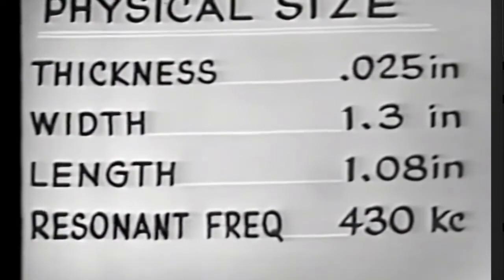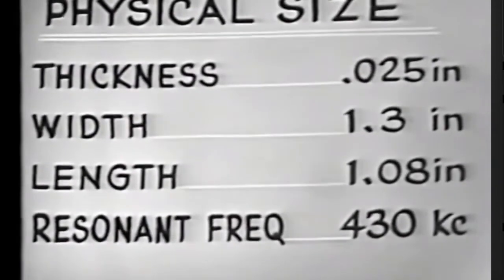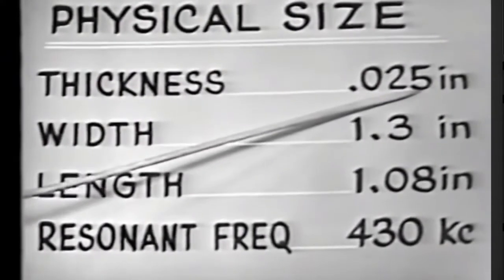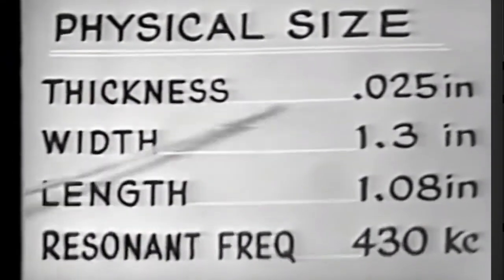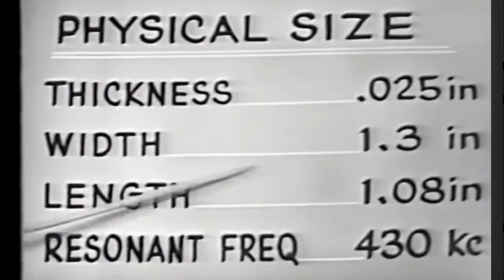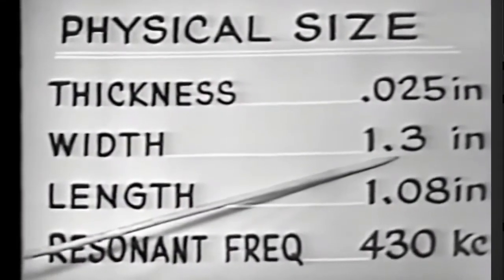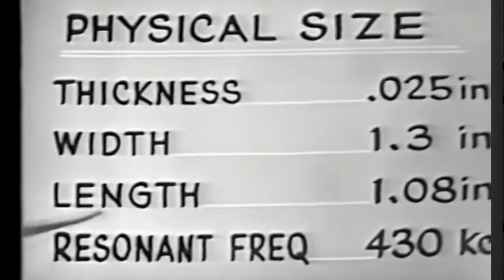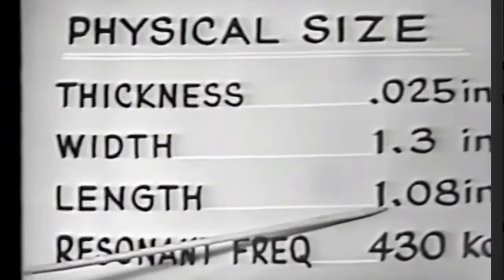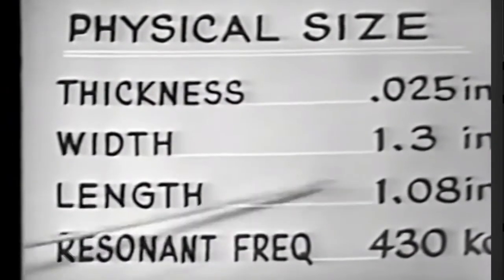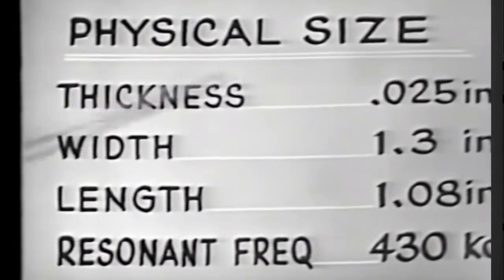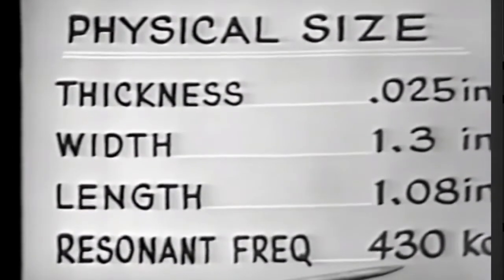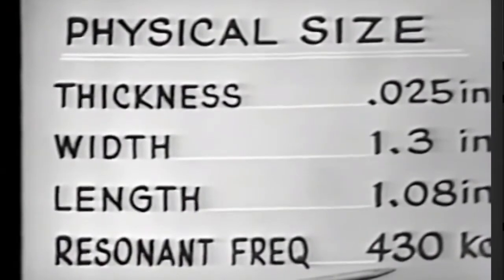Physical size, a typical crystal would have a thickness of about 0.025 inches. The width would be about 1.3 inches. The length would be 1.08 inches. And with these physical characteristics, the resonant frequency, or the fundamental frequency, would be 430 kilocycles.